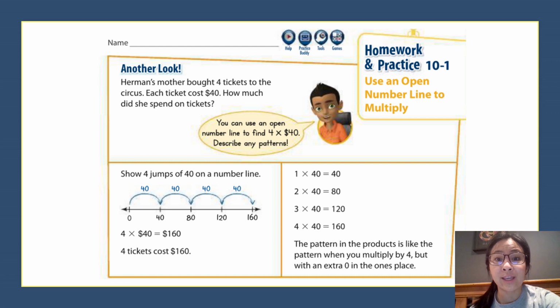And those of you working in your workbook, since you don't have the Another Look video, if you do want to see yet another example, you can turn the page after the independent practice. There's this homework and practice page. Right at the top, there's an example that's also called Another Look for you to take a look at a word problem and how you would show it on an open number line, the equation that goes with it, as well as kind of seeing how patterns occur when we're multiplying by multiples of 10.